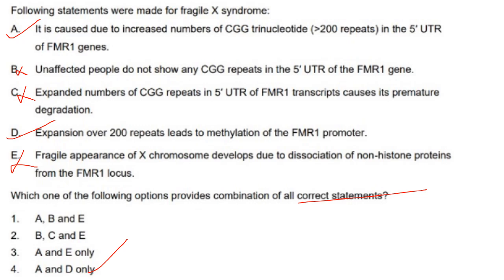The methylation of FMR1 in the chromosome results in constriction of the X chromosome, which appears fragile under the microscope. That is why it has a fragile appearance of the X chromosome. So E is also not correct. So the correct answer here is A and D. Answer is option 4.